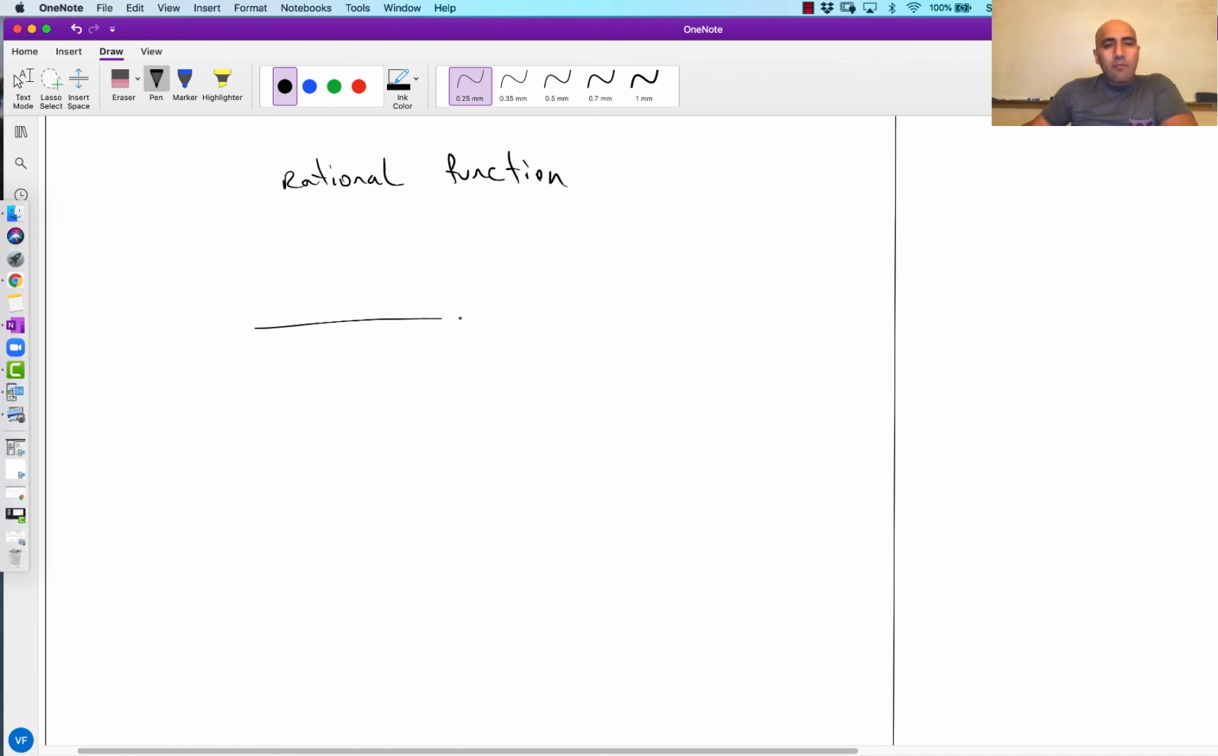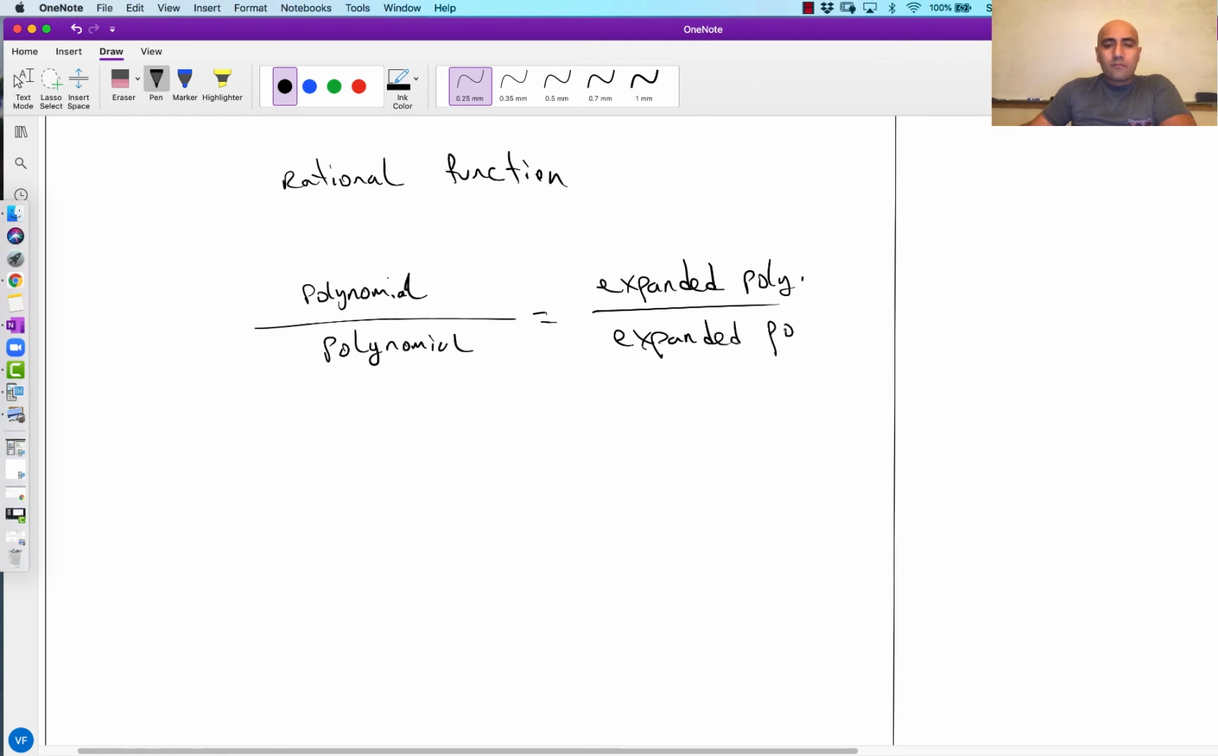in other words, you're going to have a polynomial in the numerator and some other polynomial in the denominator. And polynomials can be expressed in two ways. We can have sort of the expanded version of it, expanded polynomial. Or we can factor it all down, and we can have the factored form of the polynomial.